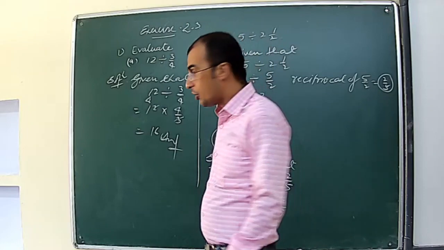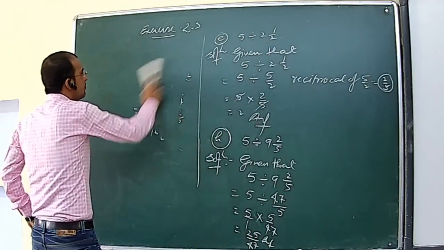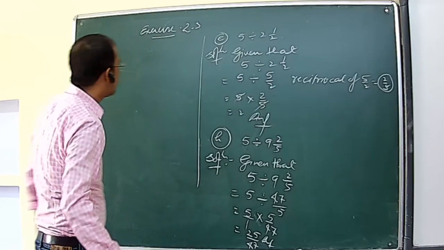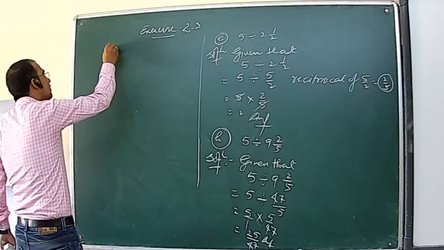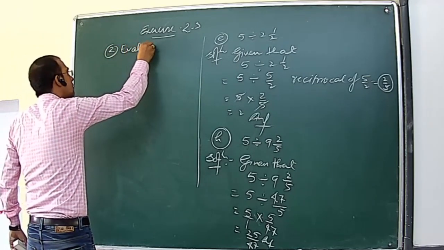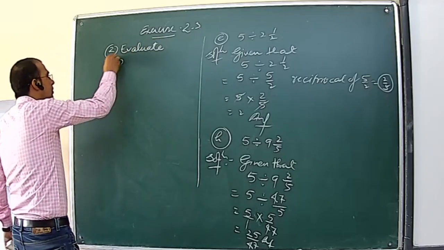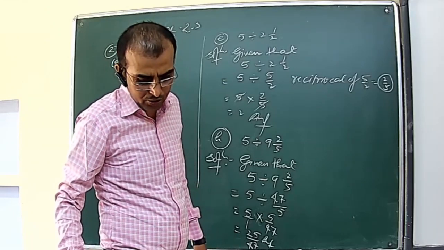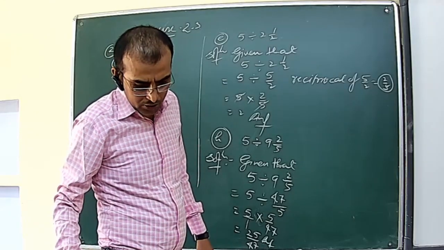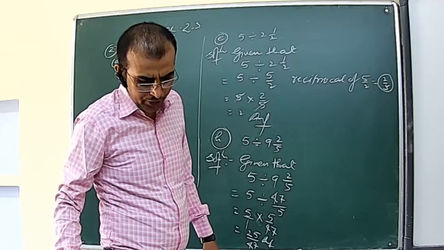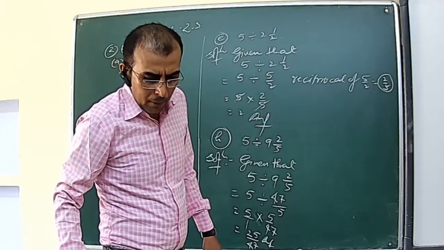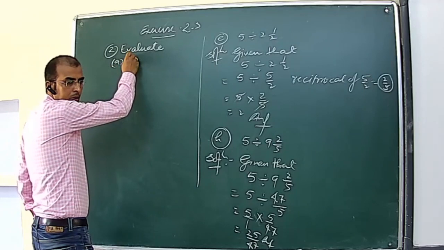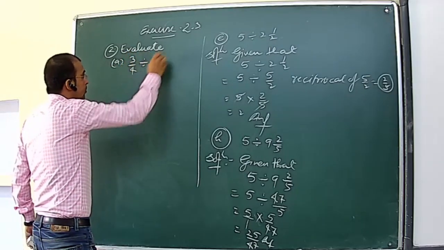Now, question number 2. Question number 2 is given. Evaluate. Here also there are 8 parts, means 8 questions. So 1 or 2 parts I will solve, the rest you will solve. So first, part A is given: 3 by 4 divided by 12.